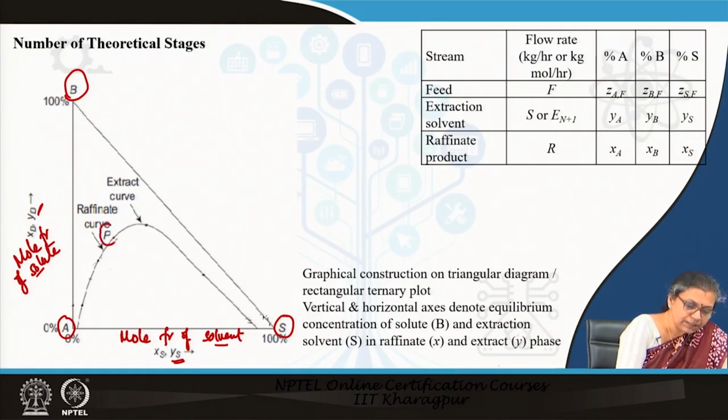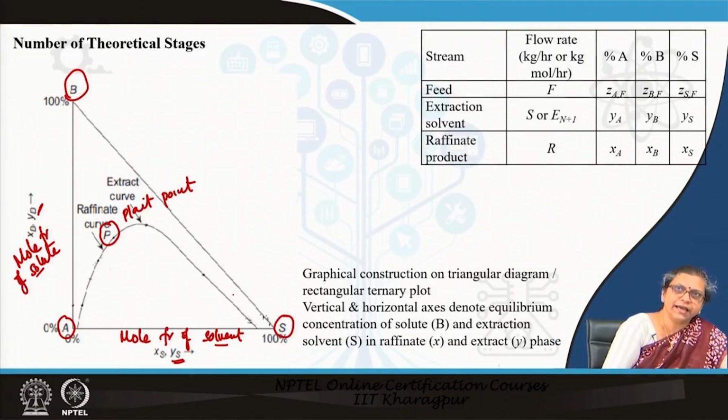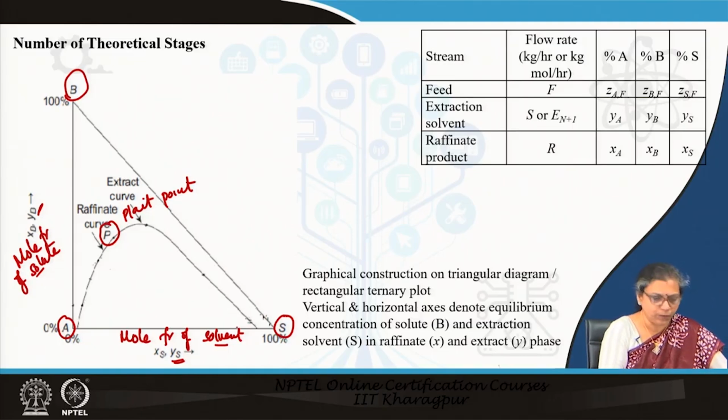Both the curves, this has already been discussed, meet at the plait point, which marks the limit of immiscibility between the two liquids. So, this is the zone of immiscibility, you already know. Beyond the plait point, in this entire region, A, B and S are miscible in all proportions, as a result of which if you have to perform solvent extraction, then you have to limit your operations within this particular immiscible dome.